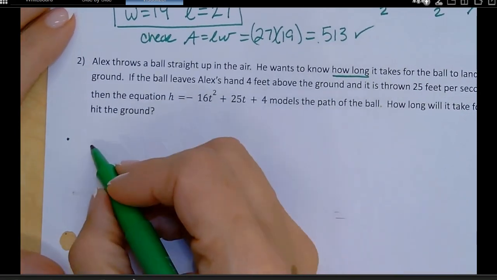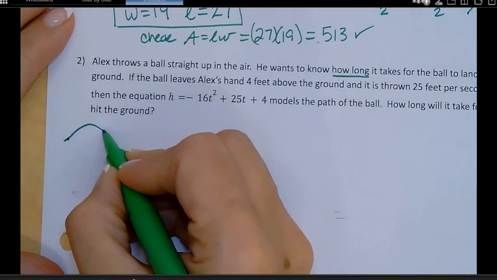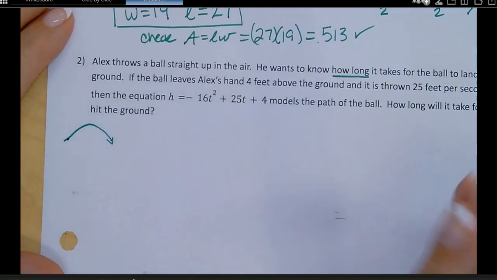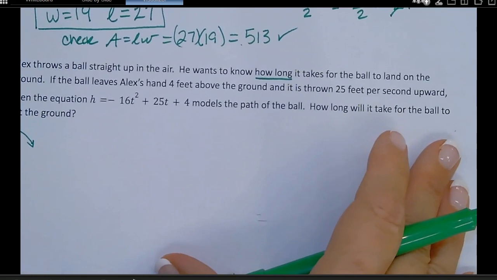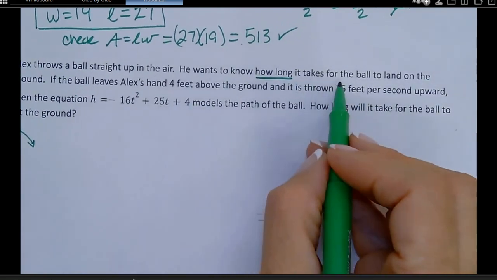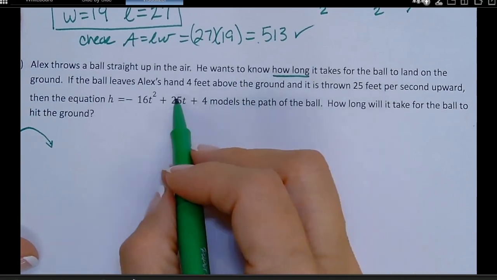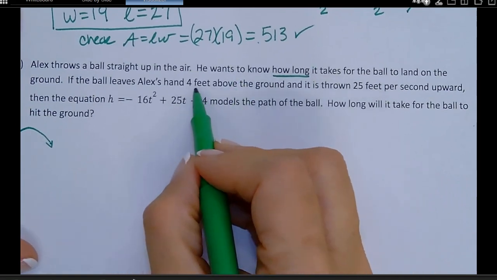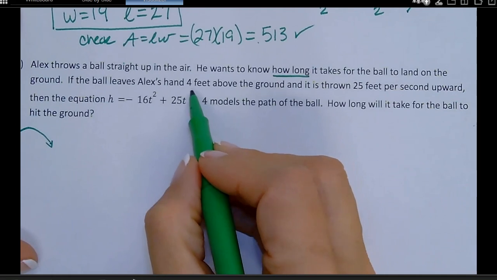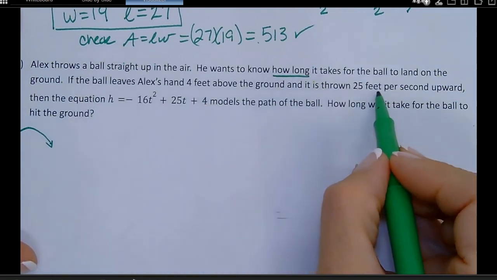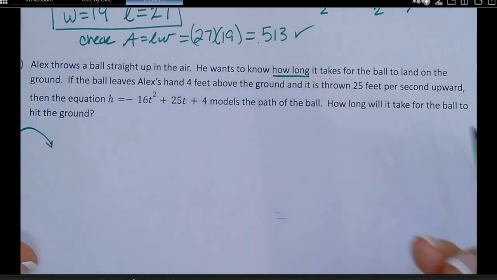He's going to throw it up in the air, it's going to go up, and then it's going to come down, right? That's a parabola, so that's what's happening. Now, some information we can get directly from our word problem. It's starting at 4 feet, and it must say that right here. Starting at 4 feet, that's where we got this 4. And the velocity is 25 feet per second. That's where that 25 comes in.